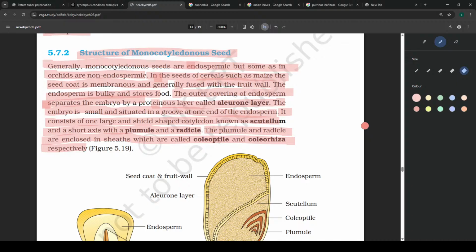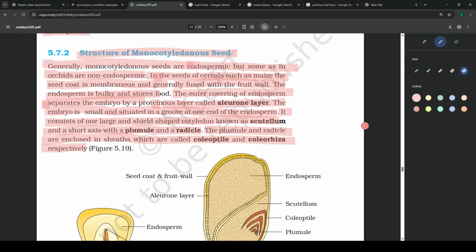Most of the monocotyledon seeds are endospermic, except for orchids. In seeds such as maize, the seed coat is membranous and it is generally fused with the fruit wall. The endosperm is bulky and stores food. There is a covering that separates the endosperm from the embryo. This covering is a proteinaceous layer called the aleurone layer, and the embryo is small.